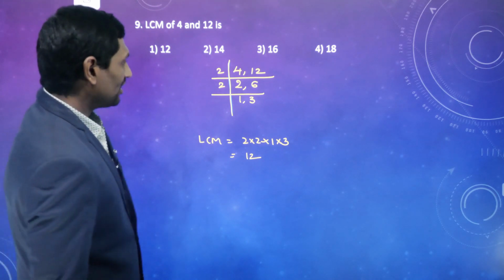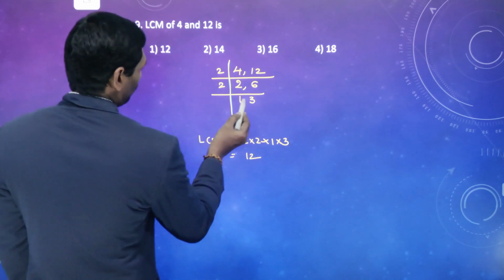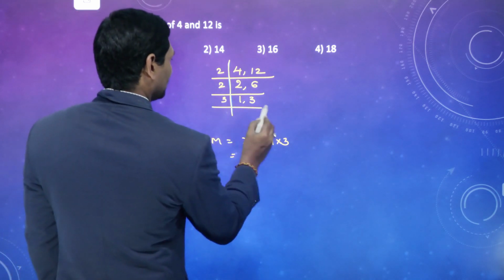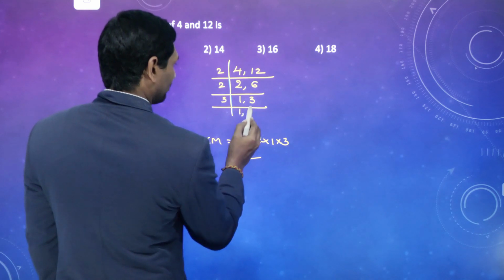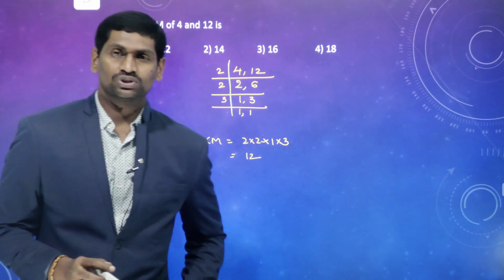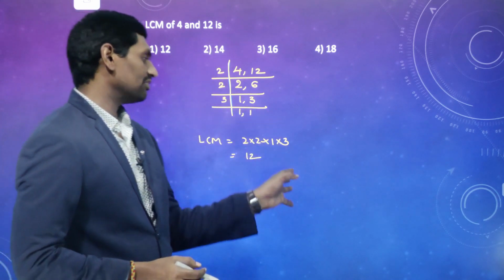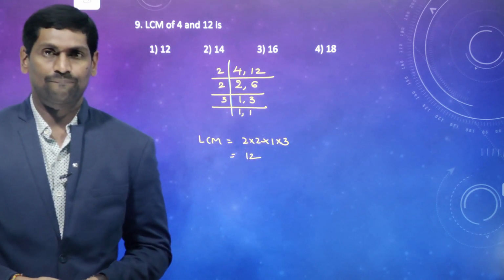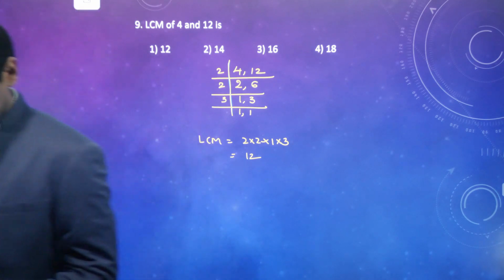Okay. Or else you can continue here. So 1 table and 3 table, you can take 3. 3 table 1 won't come, as it is; 3 table 3, one time. So 2 into 3. 2 2s are 4, 4 3s are 12. Therefore LCM of 4 and 12 is nothing but 12. Okay, please look into it.